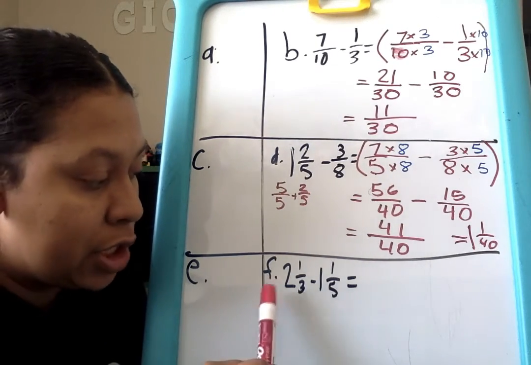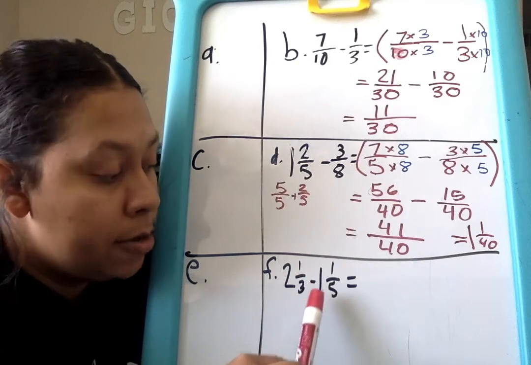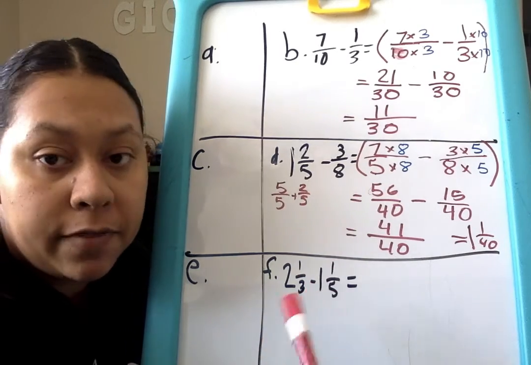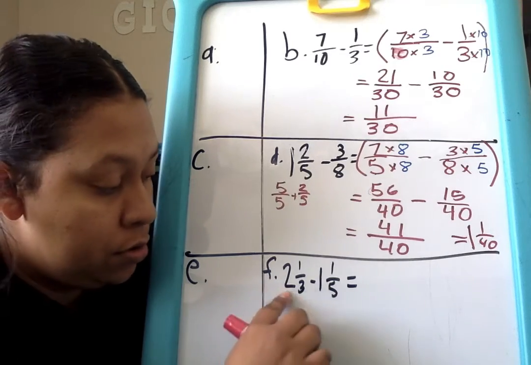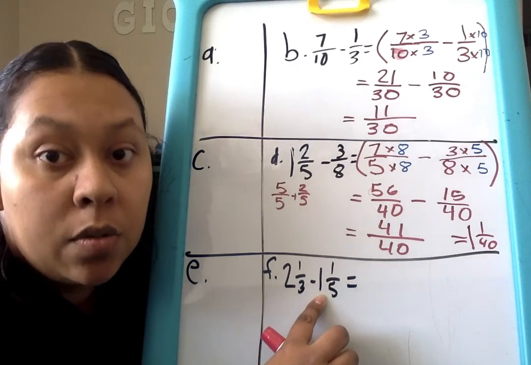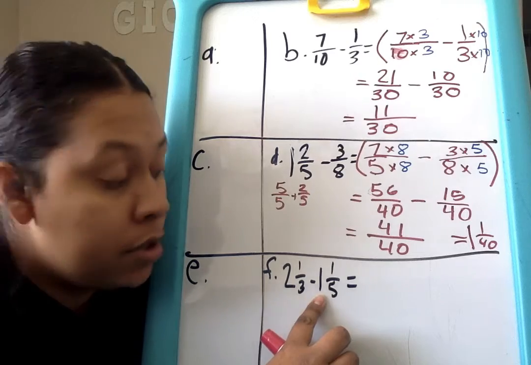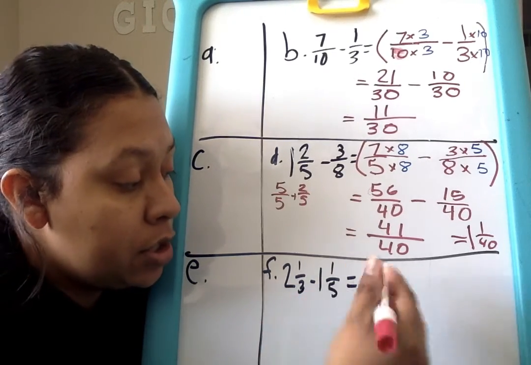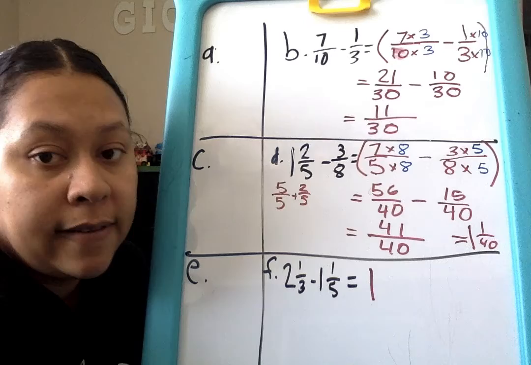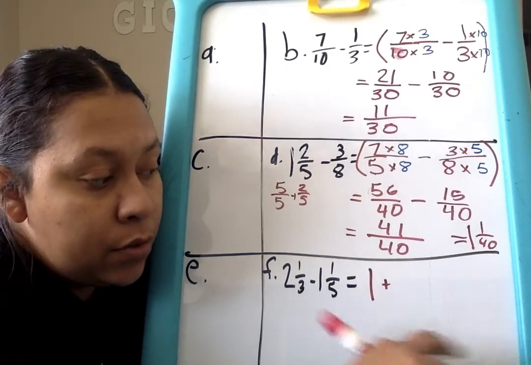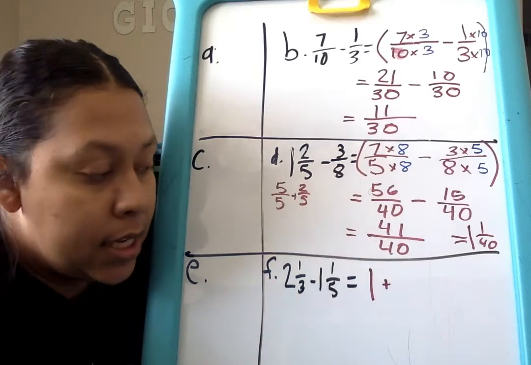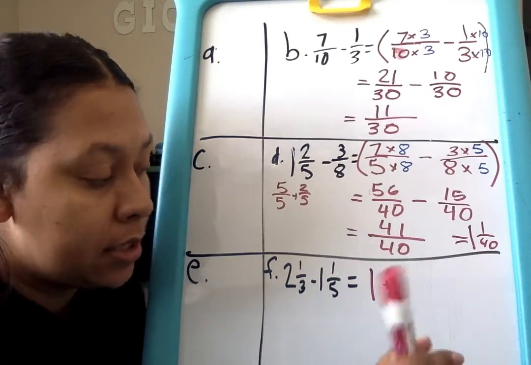So F says 2 1/3 minus 1 1/5. This one has more wholes to it. 2 wholes minus 1 whole. We can go ahead and subtract our wholes first. So 2 minus 1, which is 1. So we're going to leave that 1 there, but we have to remember that we're going to add it to whatever fraction we have left over in the end. Okay, so let's just leave it at 1 plus.